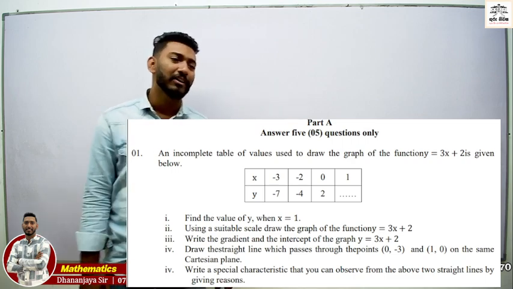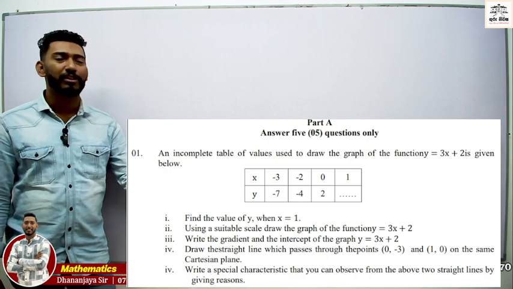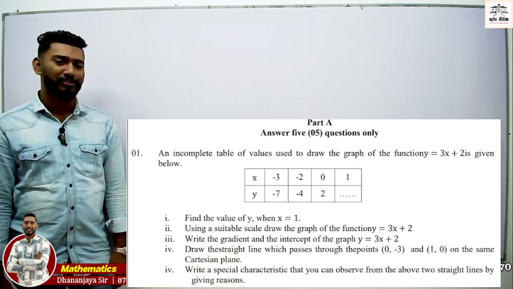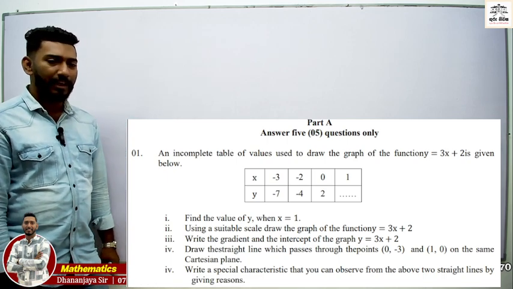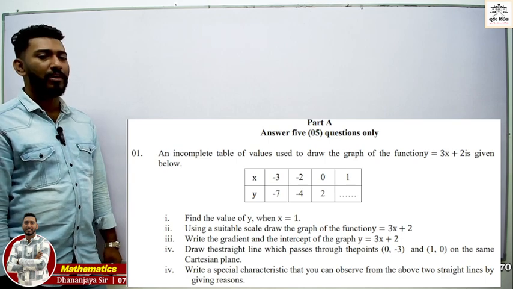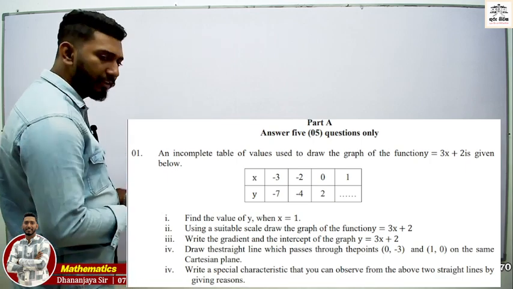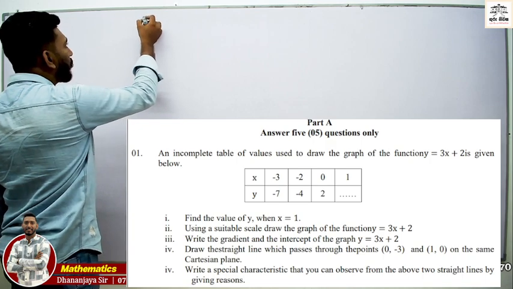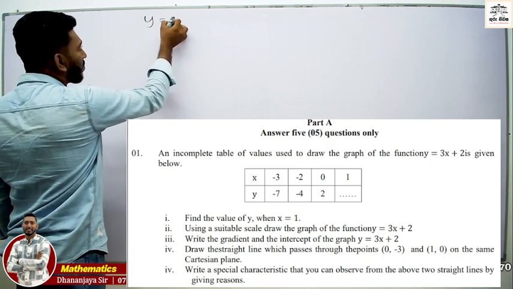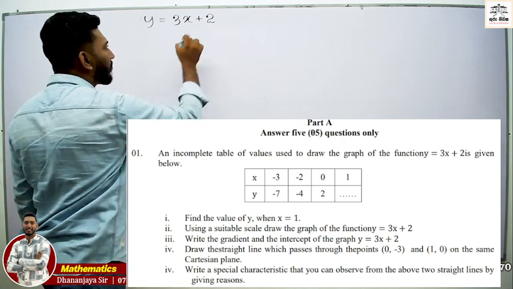Now we are going to discuss past paper questions as model papers. And this is a model paper. Now we are going to discuss. First one: an incomplete table of the values used to draw the graph of the function y equals 3x plus 2 is given below. Now listen, y equals 3x plus 2. Now, do you remember this one?